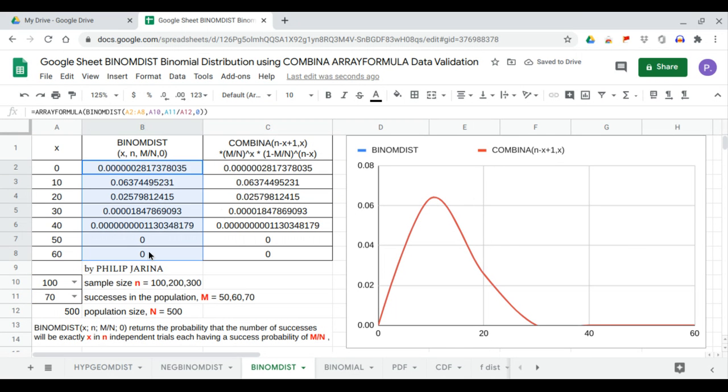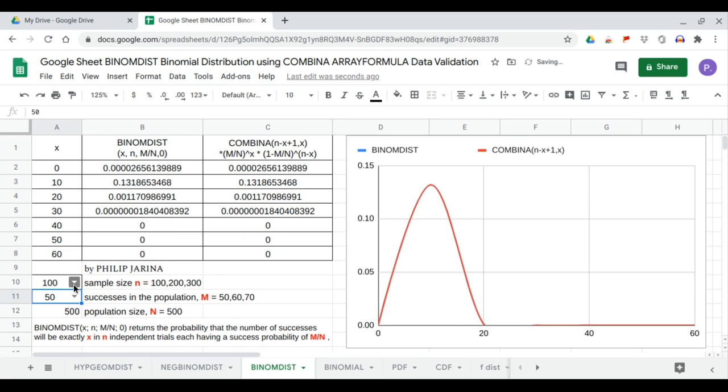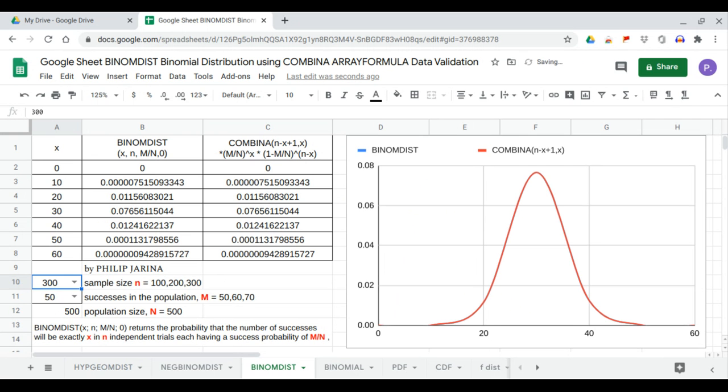They're exactly the same values. So we can change this to say 50, and we change the sample size to 300. So this shows the use of COMBINA array formula and data validation to generate the binomial distribution function.